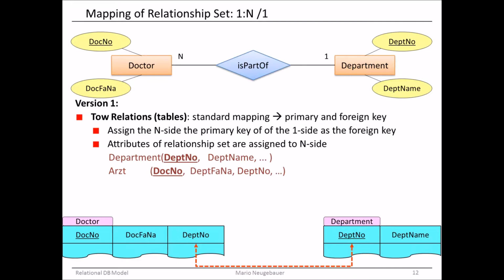And this connection is mapped with the foreign key relation. The foreign key relation where we take the department number, this column here from the department, and take it as an additional column in our doctor table. So department number in this case is a foreign key in our doctor table, and the foreign key refers to the primary key in the department table. So it's connecting different tuples from different tables.